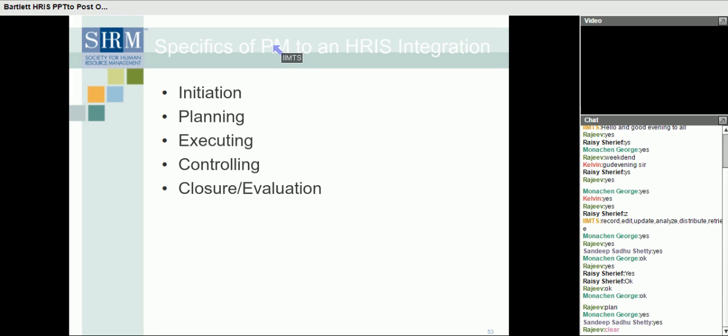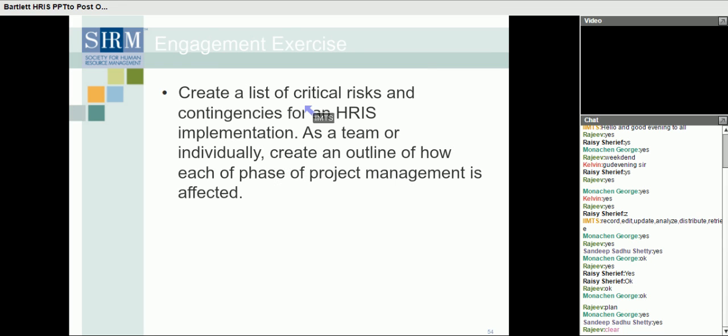Then the specifics of project management to an HRIS integration. Again, initiation of the project, then you plan, then you execute, then you control, and then the closure or evaluation part. Then engagement exercise. Create a list of critical risks in implementation as a team or individually. Create an outline of how each phase of project management is effective.